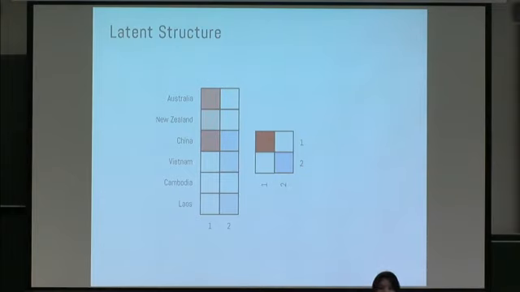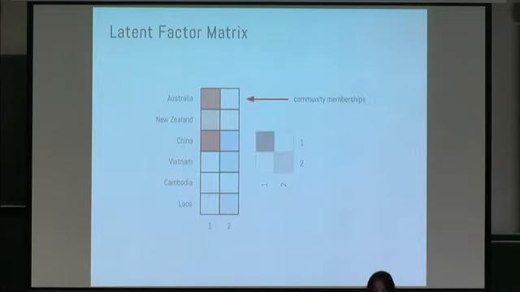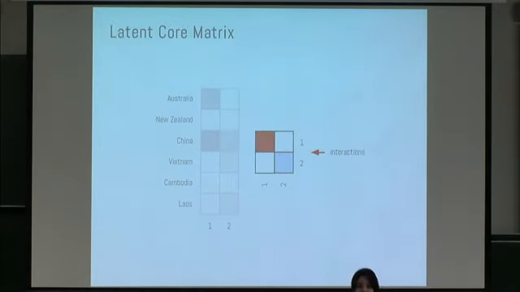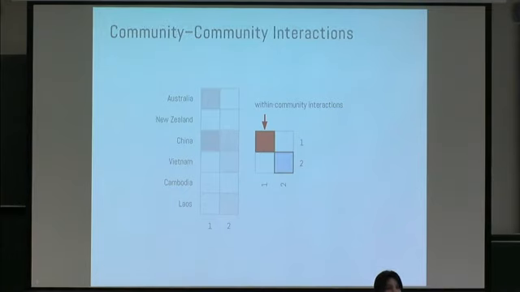And these matrices are both non-negative. So the factor matrix represents community memberships. In other words, how active each country is as a member of each community. This column of factors corresponds to community 1, while this column corresponds to community 2. The core matrix then represents community-to-community interactions. So these elements represent within community interactions, while these elements represent between community interactions.